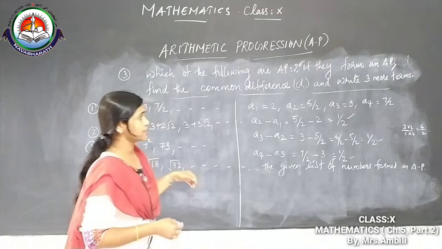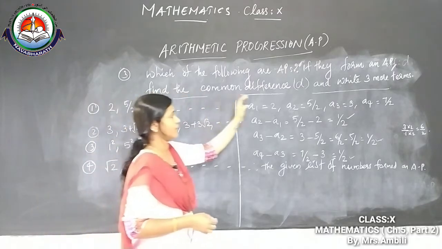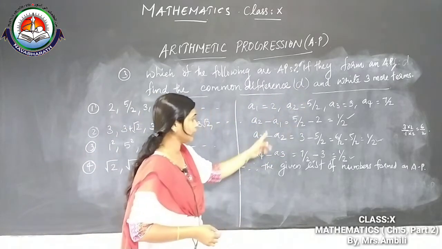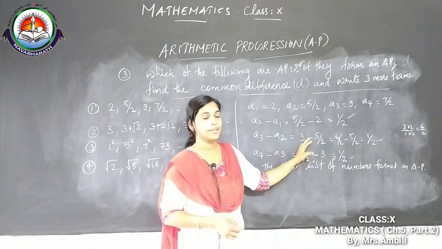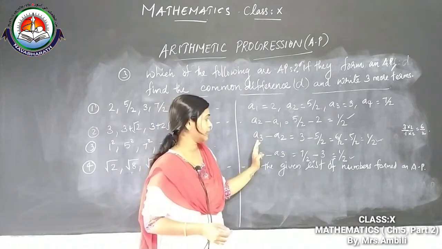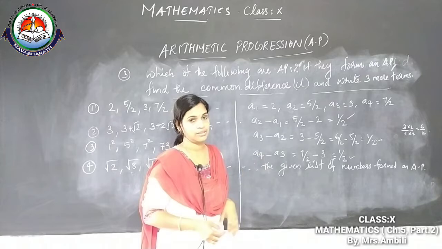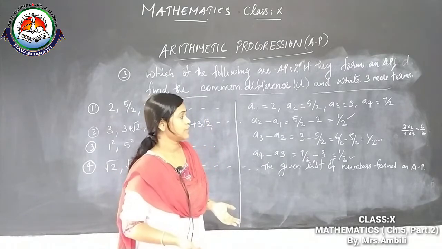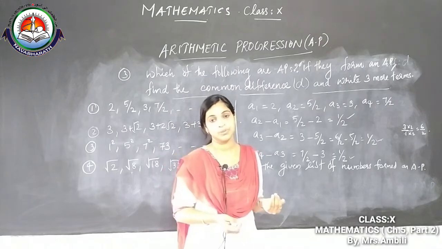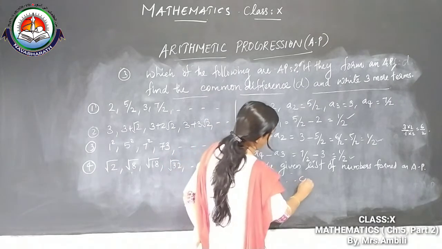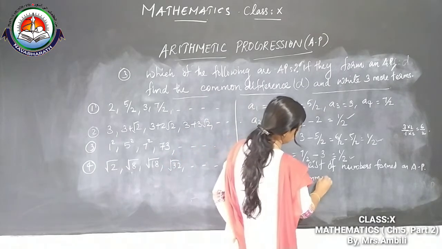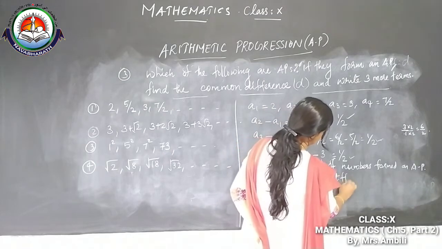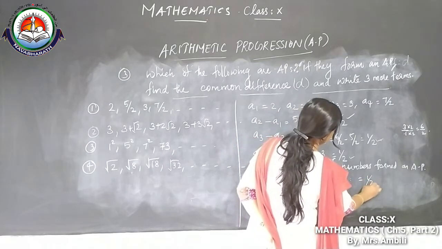Okay. What is our next question? Find the common difference D. So, we already got D. Okay, that is A2 minus A1 and A3 minus A2, A4 minus A3. That is the common difference. So, what is the common difference? Common difference equal to 1 by 2. Okay, therefore, common difference equal to 1 by 2.